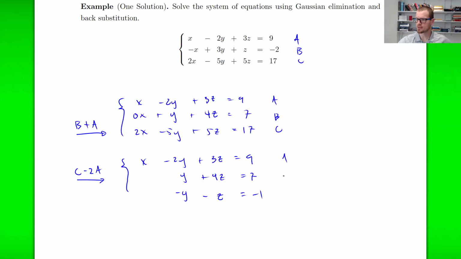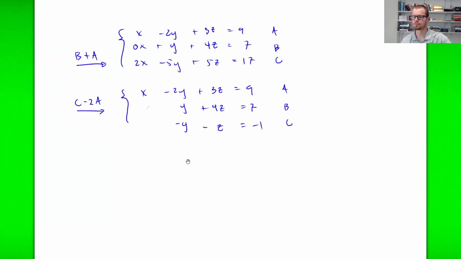This I will still label as equation A, B, and C. So now I have completely eliminated the x's from the second and third equations. And I just need to eliminate the variable y from the third equation to be in that desired triangular form.